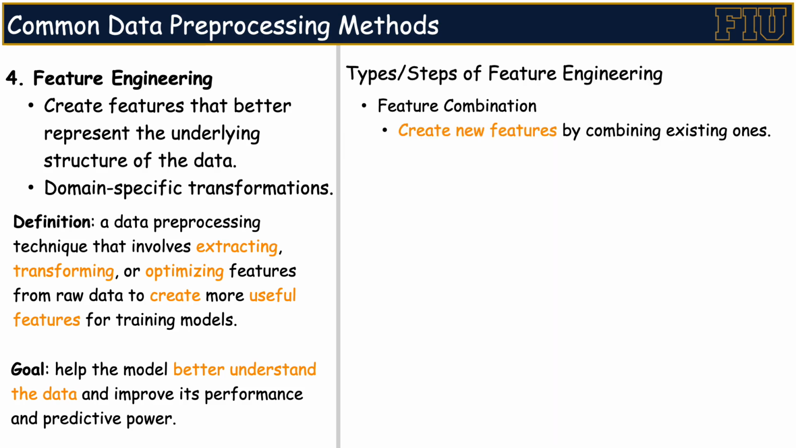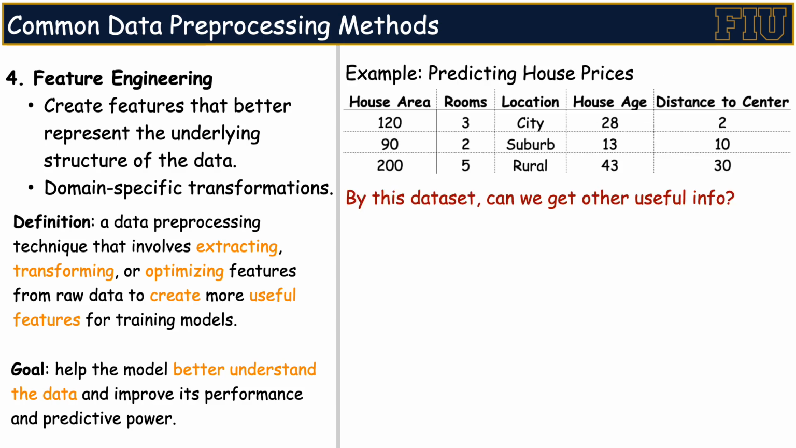Finally, let's take a look at the last category in feature engineering, feature combination. In feature combination, we create new features by combining existing ones. However, this process requires domain knowledge to ensure that the combinations are meaningful, rather than arbitrarily merging features without a clear purpose. Let's stick with this example and consider the following question. Based on this dataset, can we derive any more common or intuitive features that might influence house prices?